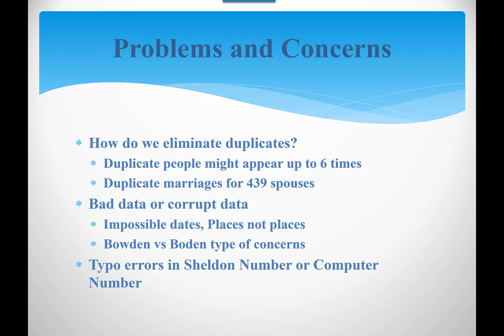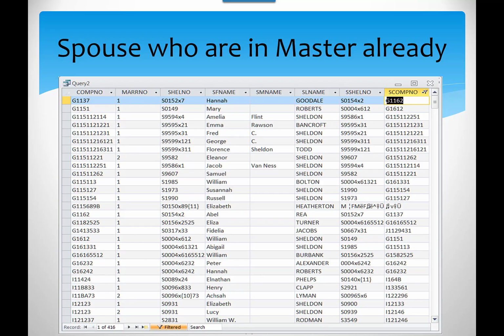But if I can convert it to GEDCOM and import it, maybe a real genealogy program can correct many of these problems. Problems like the misspelling of Bowden and Bowden. These might be the same person because they have the same computer number and or Sheldon number, and then finding and fixing a lot of those typo errors.